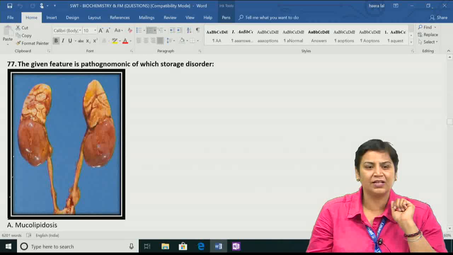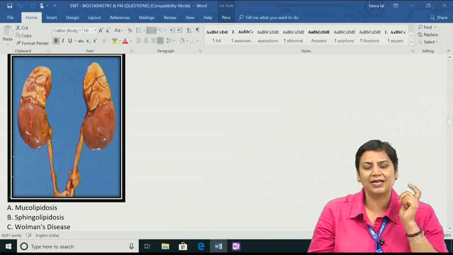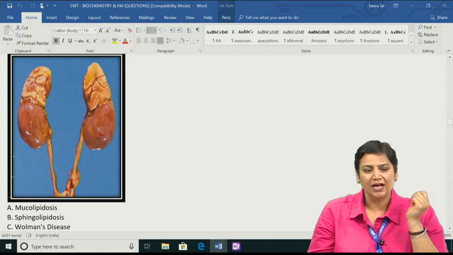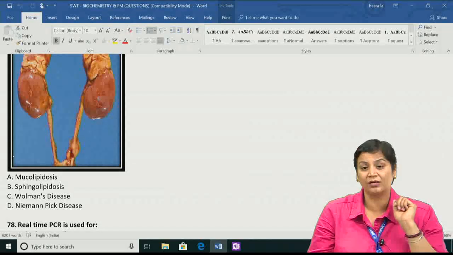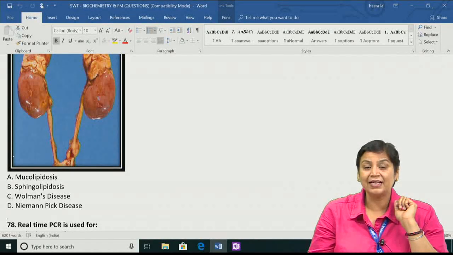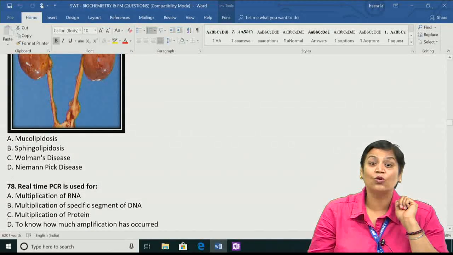Question number 77: the given feature is of which storage disease? Obviously this is adrenal gland calcification, and this is the characteristic feature of Wolman's disease. The deficient enzyme here is cholesterol ester hydrolase. This is again a very, very important question. Cholesterol ester hydrolase, and the disease is Wolman's disease. So the answer here is C.